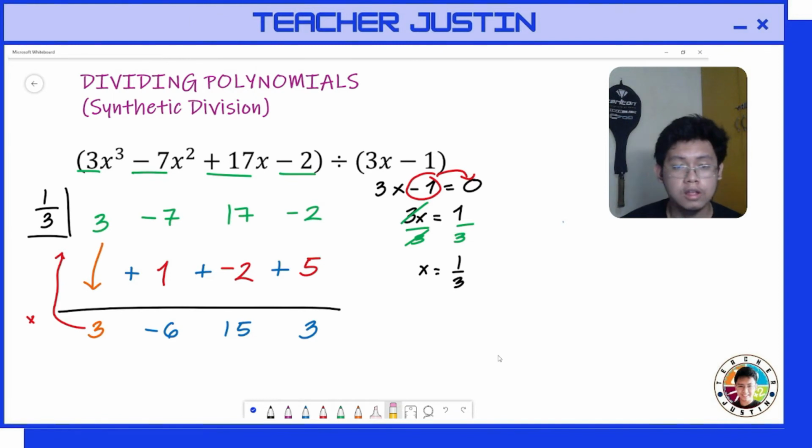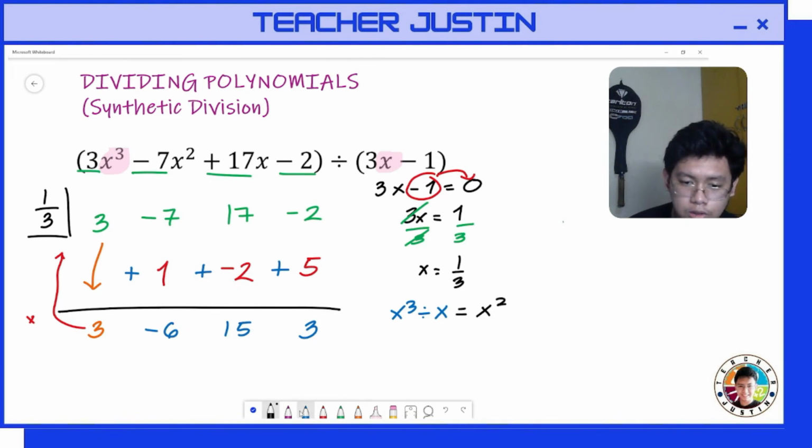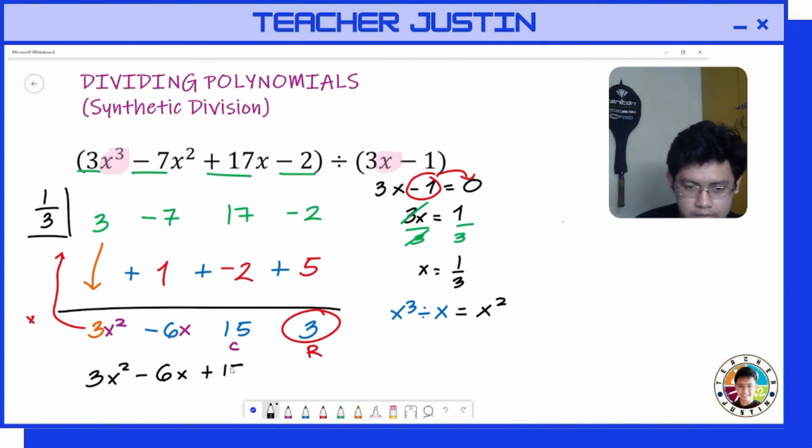Let's proceed to the variable of our leading term. Since we divided x raised to 3 by x, let's divide them. X raised to 3 divided by x, their quotient is equal to x squared. So our leading term will start with x squared, followed by x, followed by a constant, and then our last term will be our remainder. So we have 3x squared minus 6x plus 15. Then we will add the remainder later.